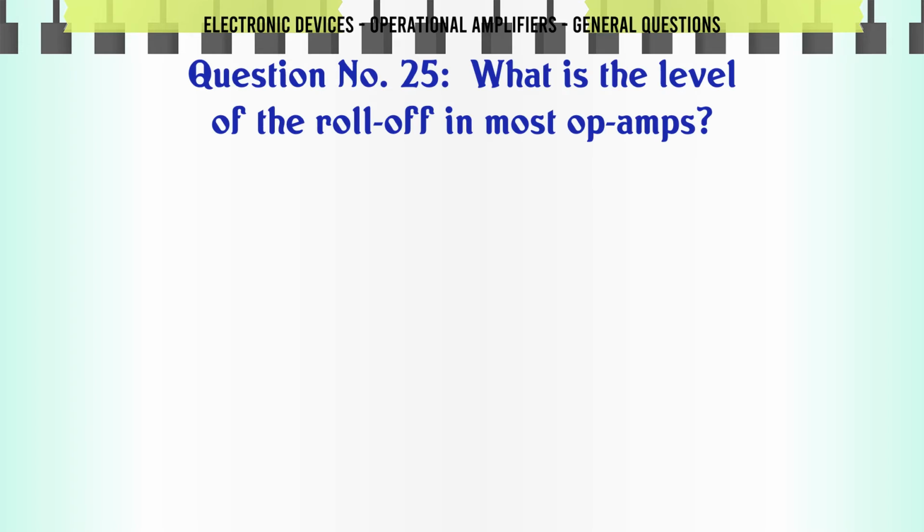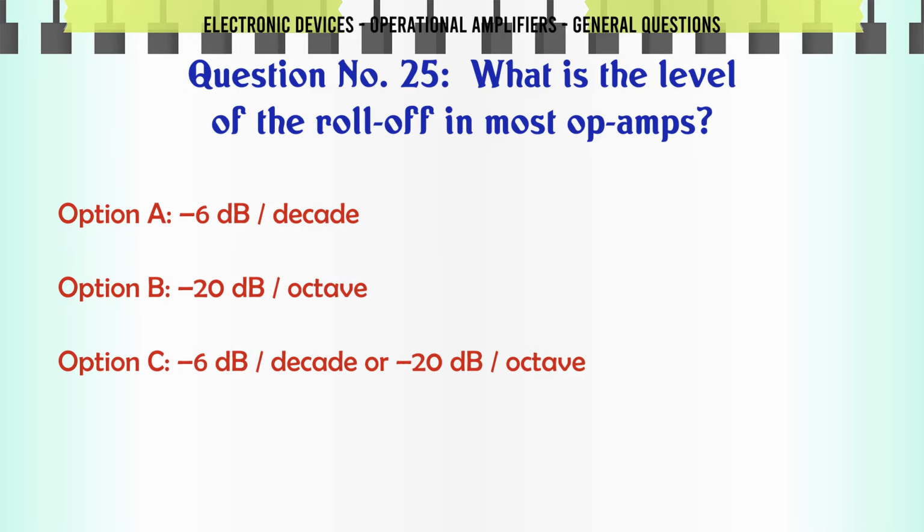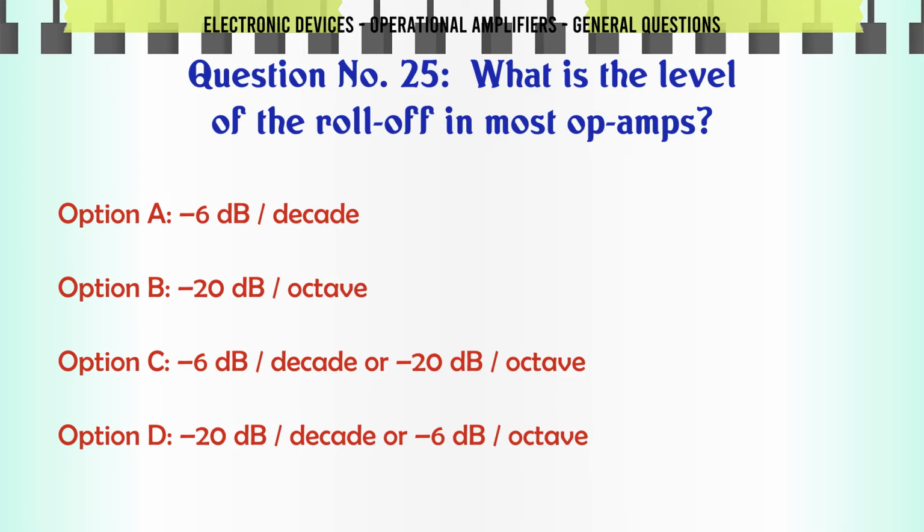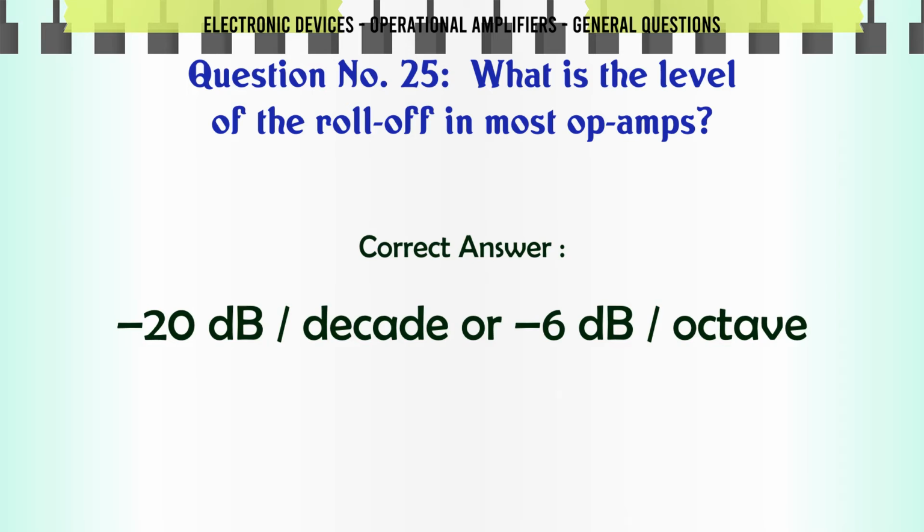What is the level of the roll-off in most op-amps? A. 6 dB/decade, B. 20 dB/octave, C. 6 dB/decade or 20 dB/octave, D. 20 dB/decade or 6 dB/octave. The correct answer is 20 dB/decade or 6 dB/octave.